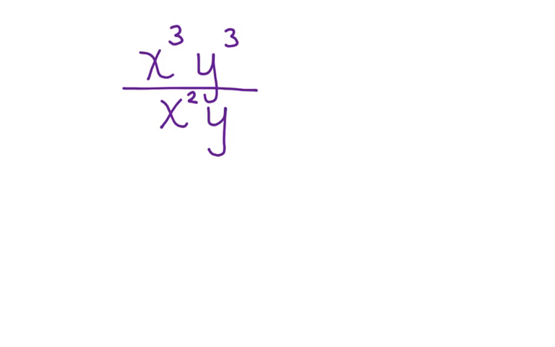What happens if you have a situation like this one? We have x to the third y to the third divided by x squared y. Now remember, whenever you have a variable alone, you also have an exponent of 1 there. We can work with each base separately. X to the third, x squared. 3 minus 2 is 1. So we're going to be left with an x here. Y to the third, y to the first. 3 minus 1 is 2, y squared.